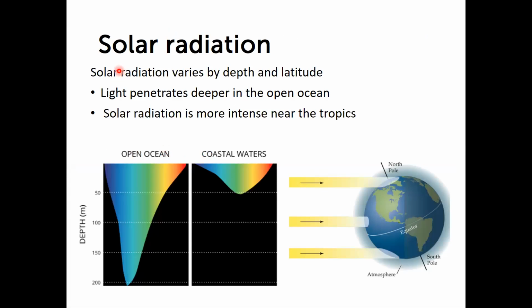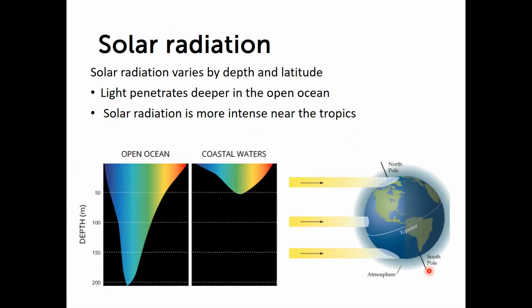Solar radiation varies both with depth and latitude. We know that sunlight is attenuated and scattered within the upper water column, so we don't see sunlight penetrate deeper than 200 meters in the open ocean, and it's much shallower in coastal waters. And solar radiation is more intense near the tropics.